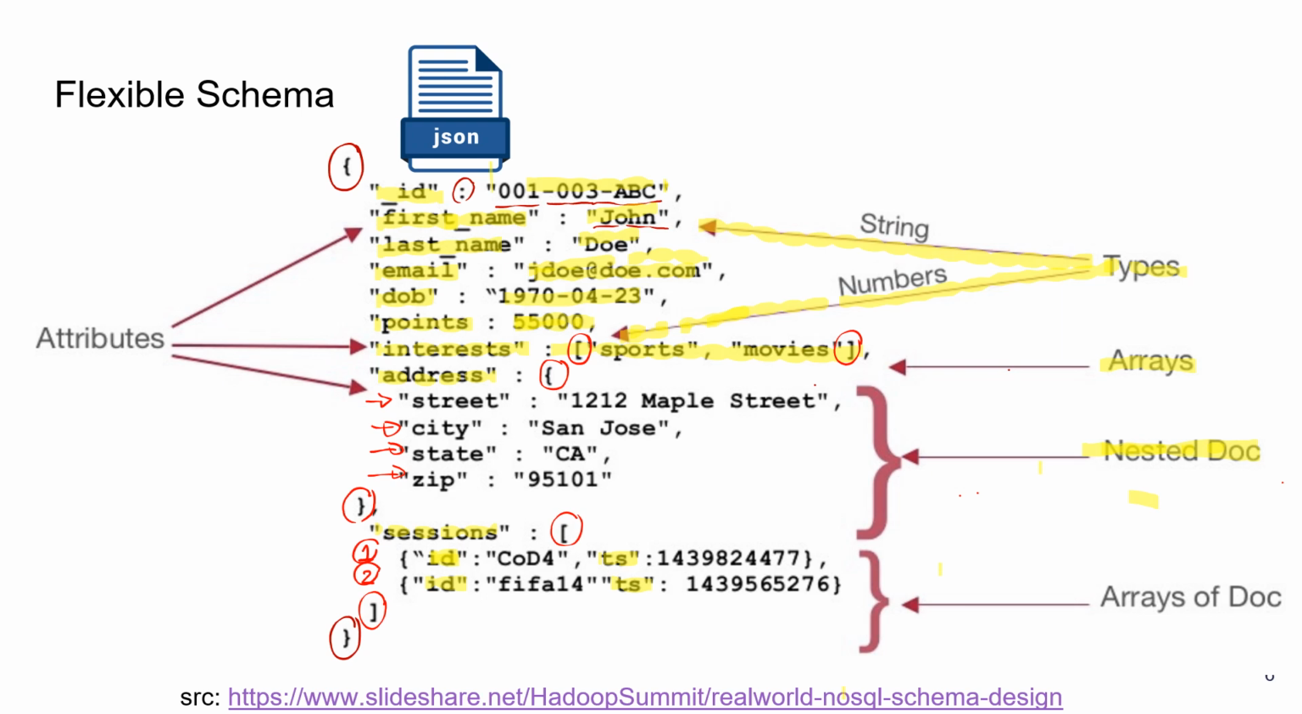So what does this JSON document contain? It contains data about, supposedly, a customer. It could be customer data.